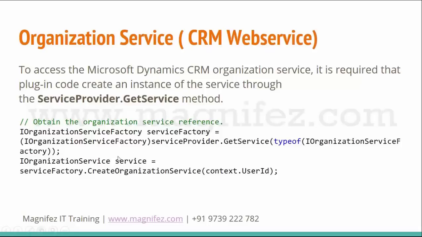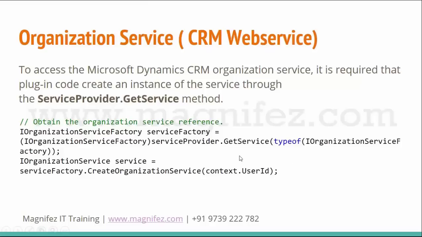Now you can do any operation. Service.Create means creating something, and service.Update means updating something. If I'm saying service.Delete and I give the GUID of one particular account record, and this user has the privilege to delete an account, it will send a message to the CRM service and it will delete it. That's how we are doing it. So this is the code to connect to your CRM service.